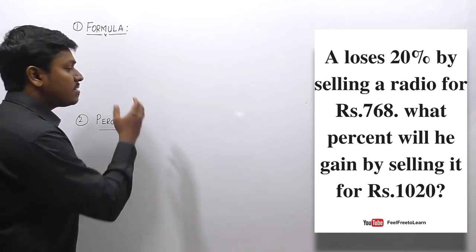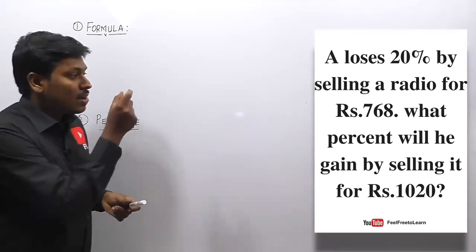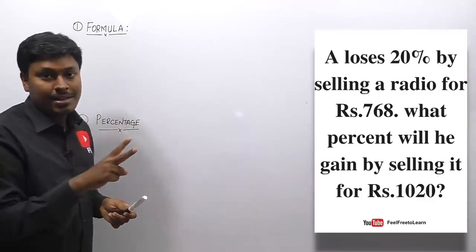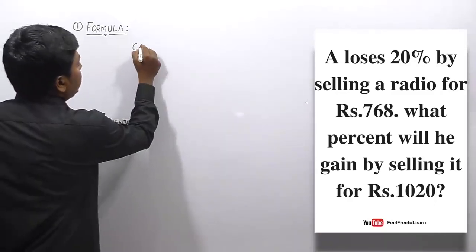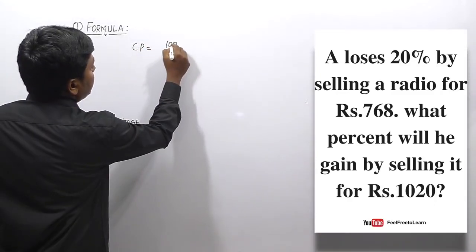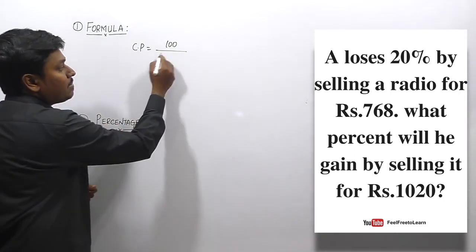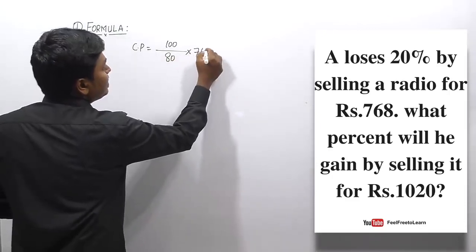So friends, let me solve this question by a formula method. First of all, by using the first two data, that is loss 20%, 768 will be the selling price. By using both the data, first of all, let me find what is the cost price of the radio. So cost price is equal to 100 divided by 100 minus loss. Loss will be 20%, so 100 minus 20 will be 80. So 80 into the radio cost will be 768.